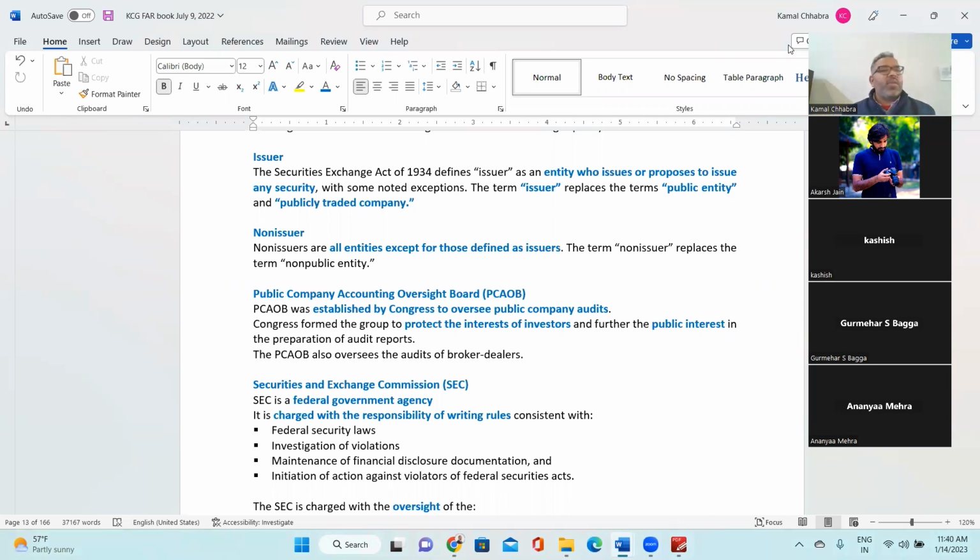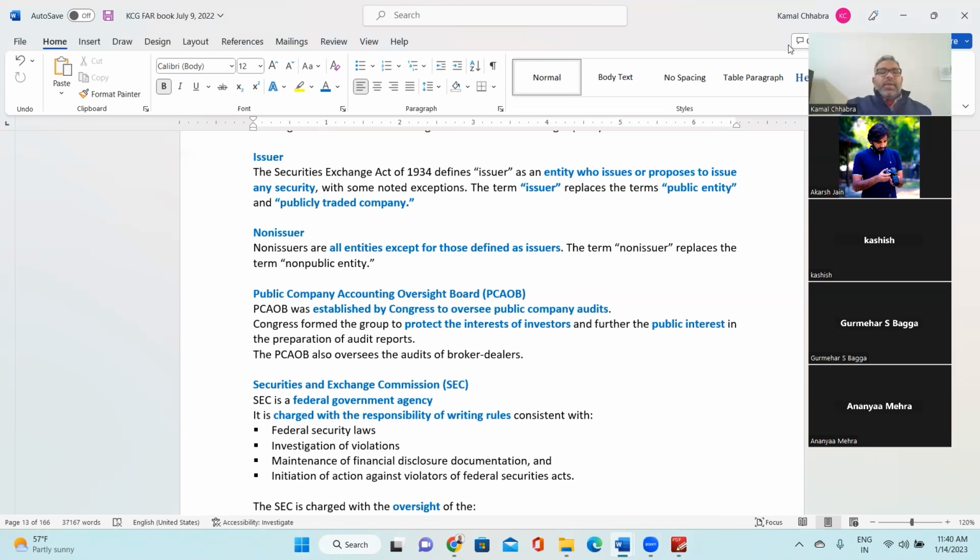What is a non-issuer? A company that is not an issuer is a non-issuer. Here in India, we use public company, private company, or listed company. But in the US, we use the terminology issuer and non-issuer. Make sense? Any doubt here?